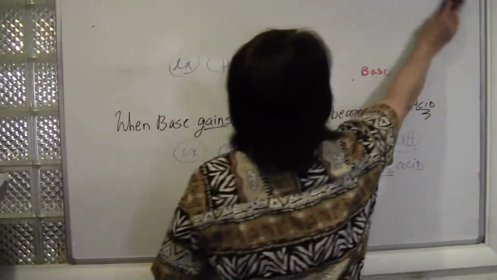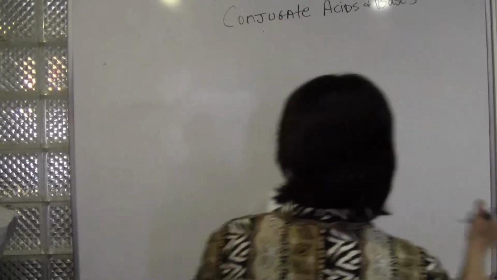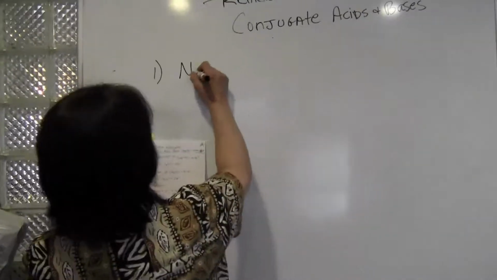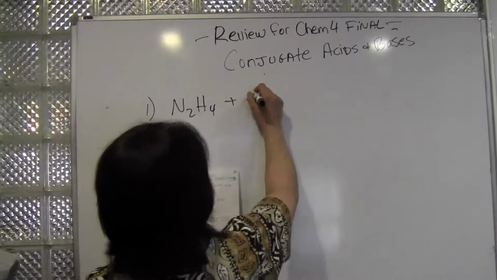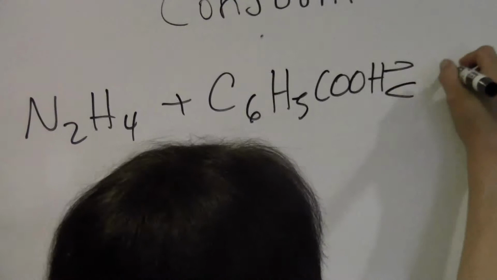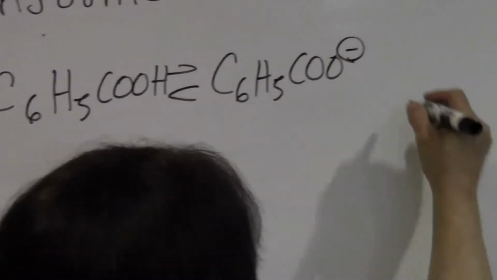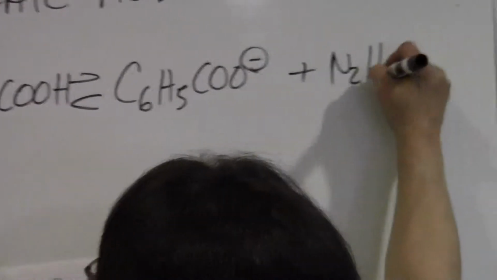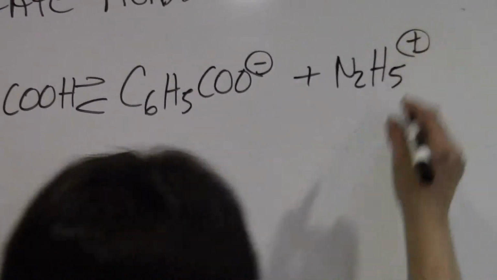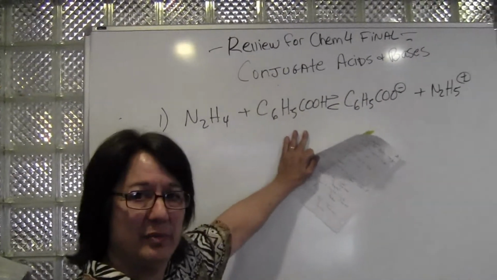So let's look at some more examples of where we're identifying conjugate acids and conjugate bases. So if I gave you this: N2H4 plus C6H5COOH yields C6H5COO negative plus N2H5 plus. You don't know this. Is this an acid or a base?